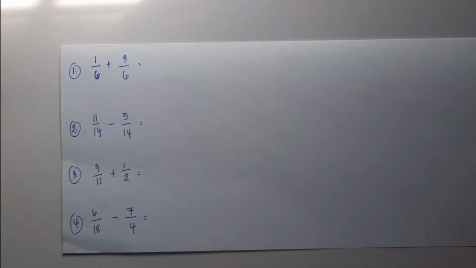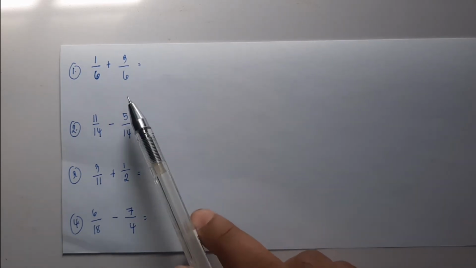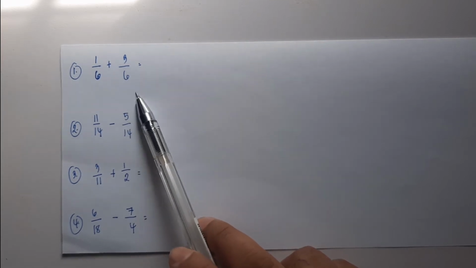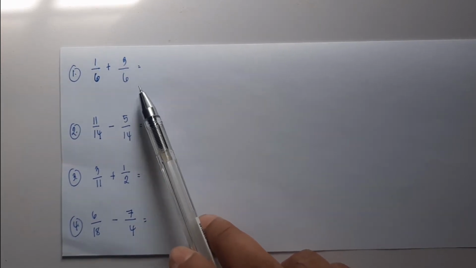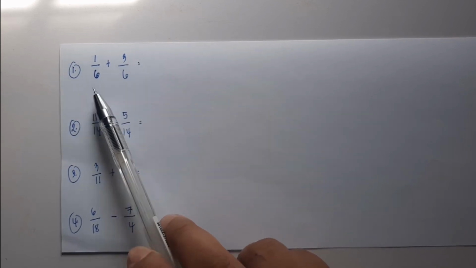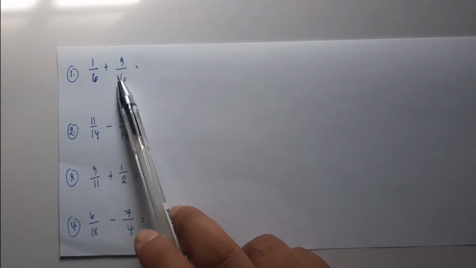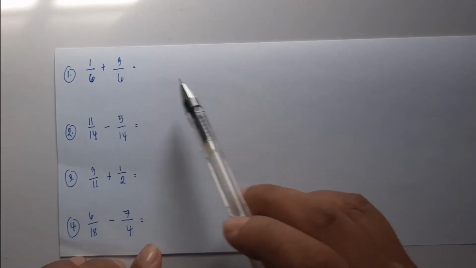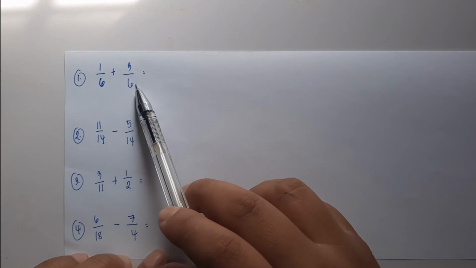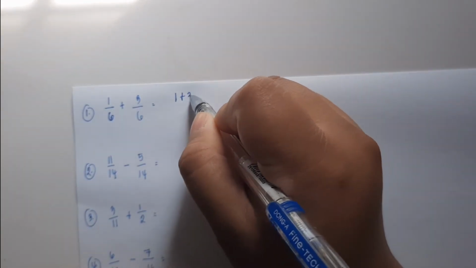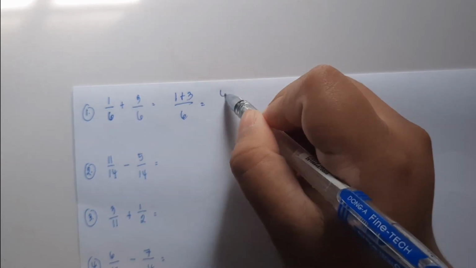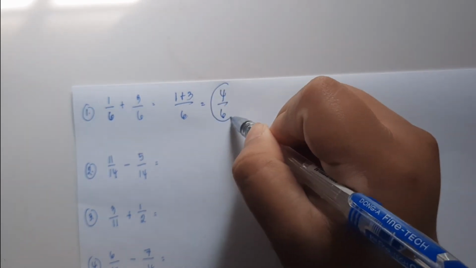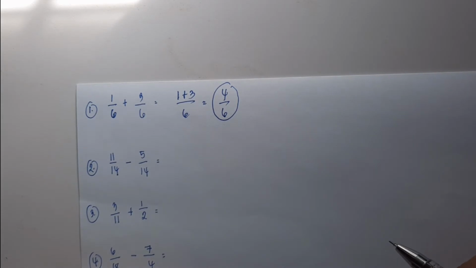Okay, again, so how are we going to add or subtract the fractions in both similar and dissimilar fractions? Number 1, is this a similar or dissimilar fraction? Okay, we have a similar fraction. So since their denominators are the same, we can add or subtract the numerators right away. So 1/6 plus 3/6. 1 plus 3 is equal to 4/6.